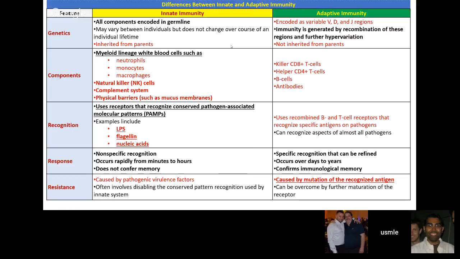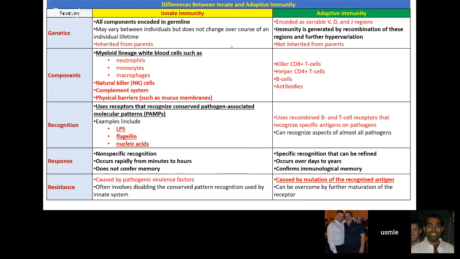That is for the innate. But for the adaptive, the resistance is going to create mutation of the recognized antigen. So the more mutation you have, the more resistant you become, because the antigen that you had already is not going to function anymore. You have something new that happened, and this is how all viruses and bacteria are going to react.